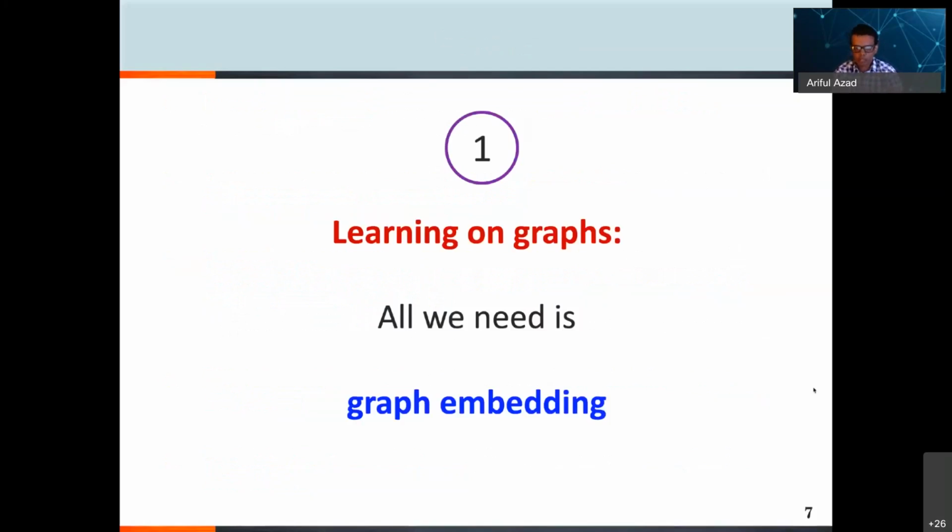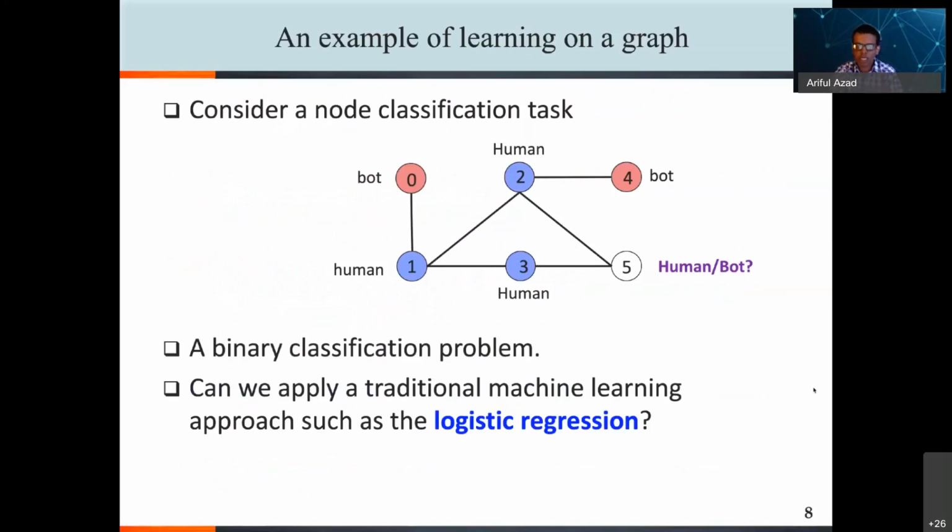So let us begin with general learning on a graph. And I would like to pitch this idea that no matter what you do, most often we need graph embedding. So suppose here is a very simple learning task. We consider a network where we have two different types of nodes, human or bot. We have only 6 nodes in this graph, and for 5 nodes we know whether the particular node is human or a bot. And for the last node, we are asking the question, can you predict whether this is a human or a bot?